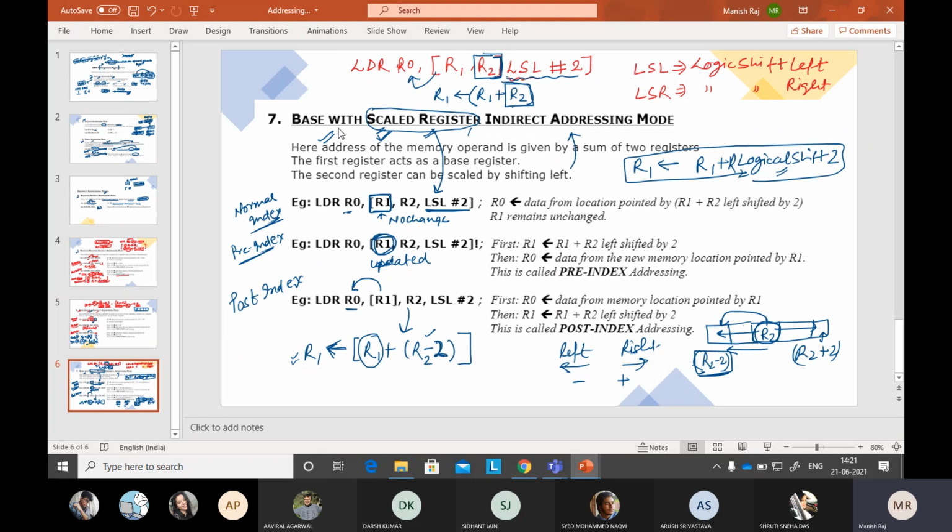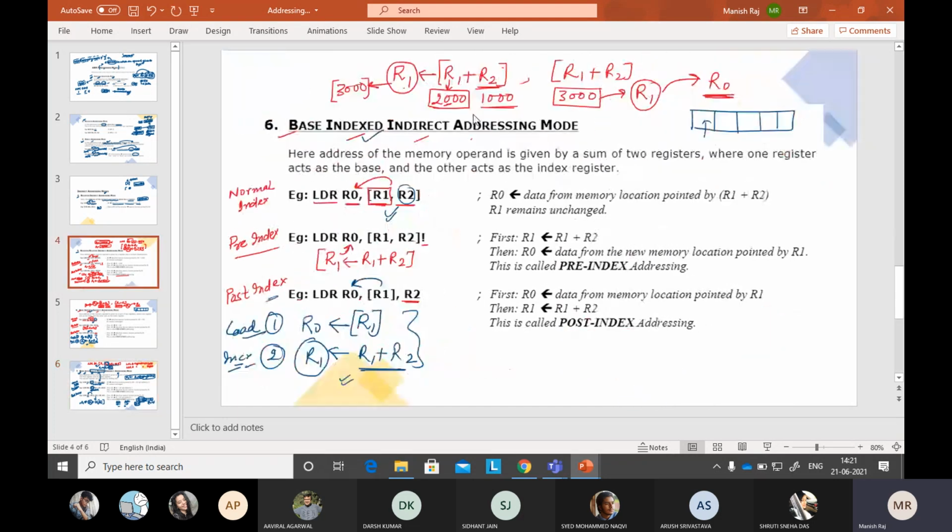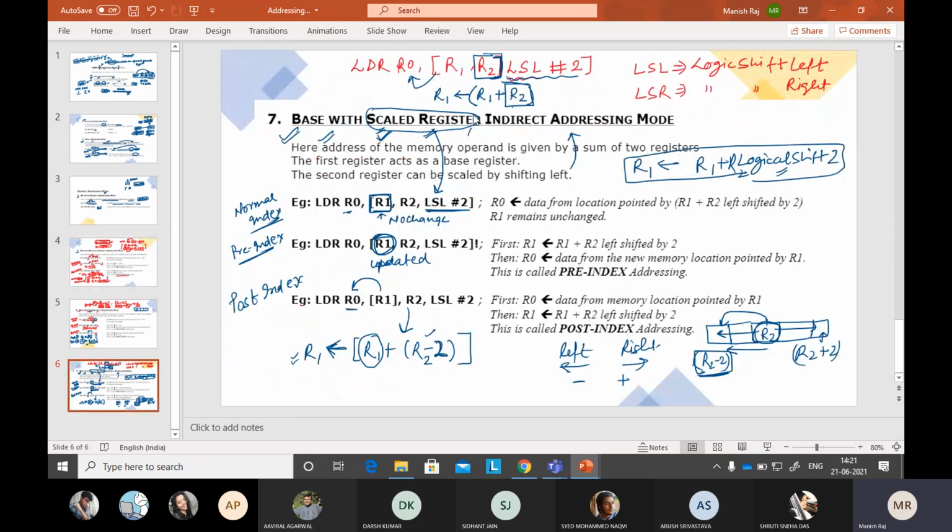The barrel shifter is a new word, you have not read it anywhere else. So now you can understand that you are using the barrel shifter for shifting something. Also, that addressing mode is the base with scaled register indirect addressing mode. So I think these six or seven modes are clear to you in the ARM processor, which type of thing you are using in the addressing part. So is this clear to you? Yes, sir. Okay, so this is the last thing.